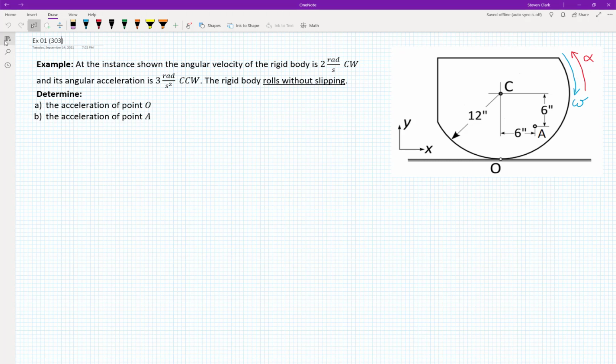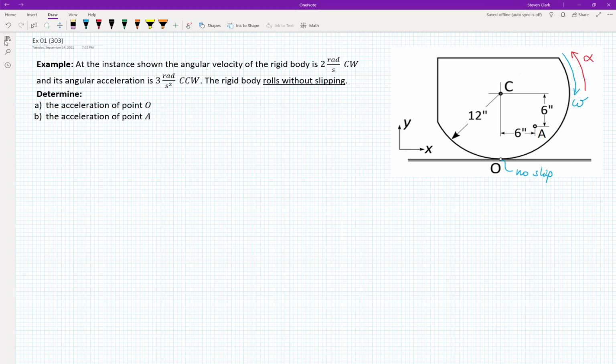Okay, so what do we have in here? We have one body that rolls without slip. So we have no slip in here, no slip at point O. And we know that the radius of curvature is 12 inches or 1 foot.